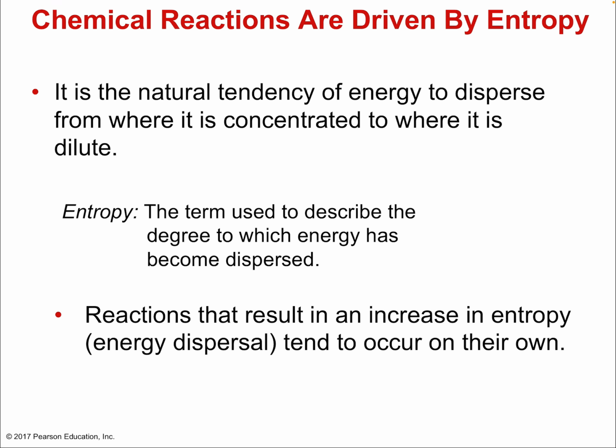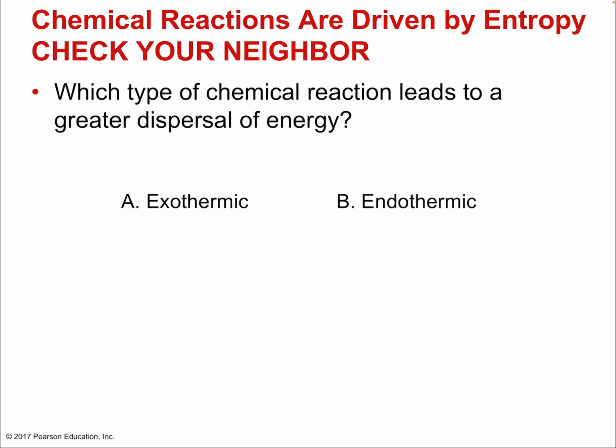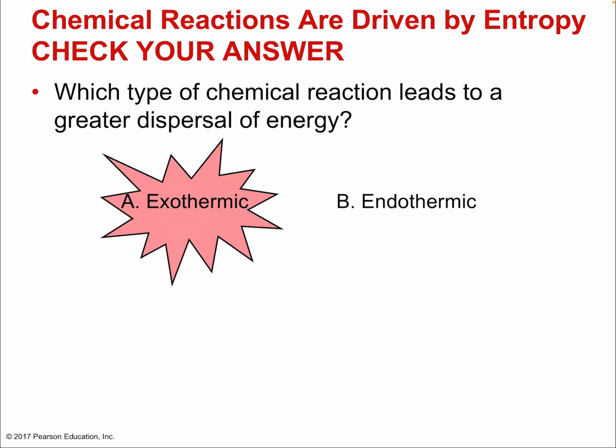Things don't spontaneously become more organized. That means that one of these types of reactions leads to a greater dispersal of energy and can happen spontaneously. Which do you think it is? It's exothermic. Any reaction that just releases energy will happen spontaneously. Exothermic reactions can happen on their own.